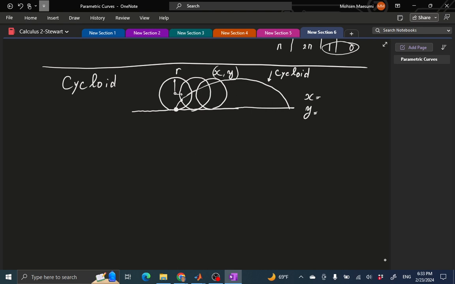The easiest parameter to use is how much this tire has rotated. So for example, from this location to the next location, it has rotated by a certain angle. That angle theta, I'm going to use that as my parameter and try to find out my coordinates. So let's draw a bigger picture.